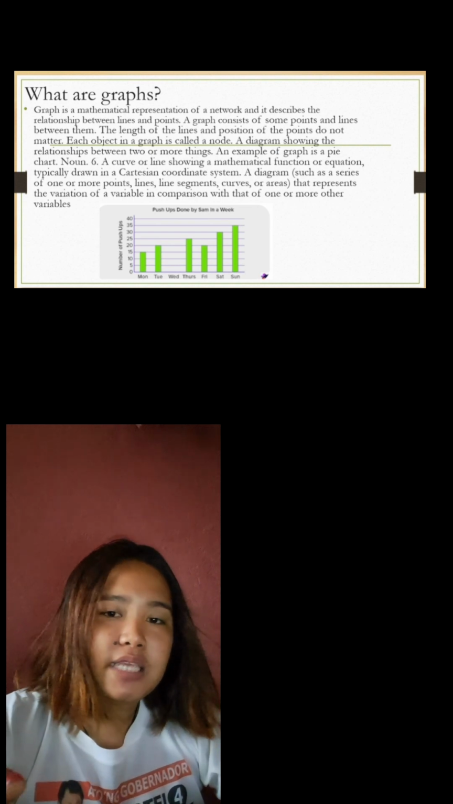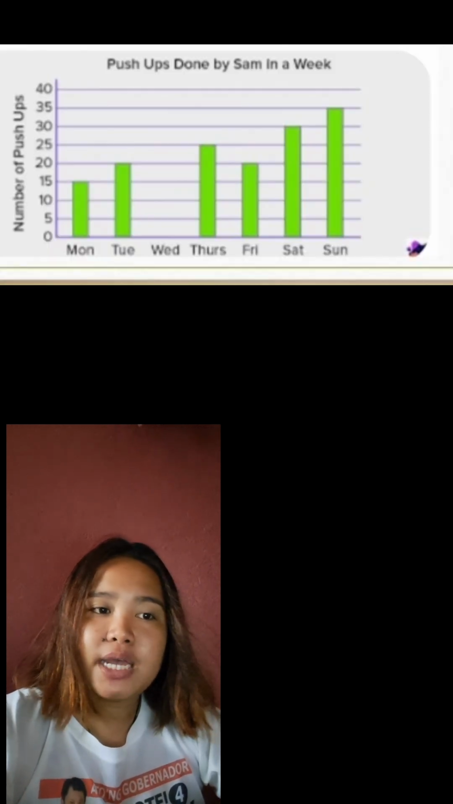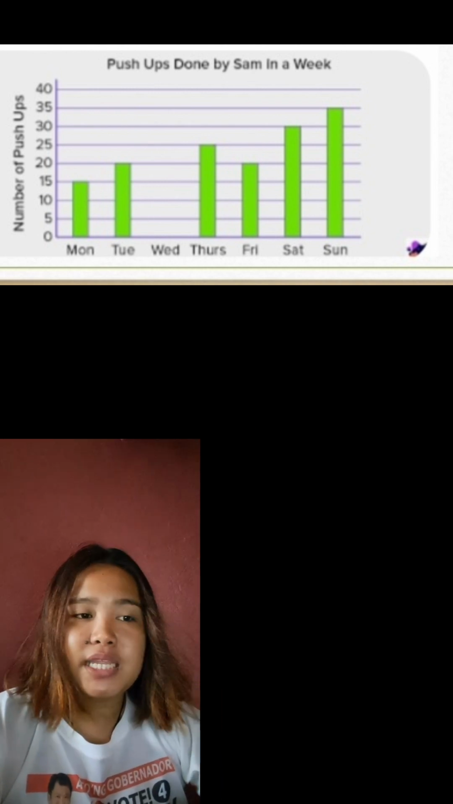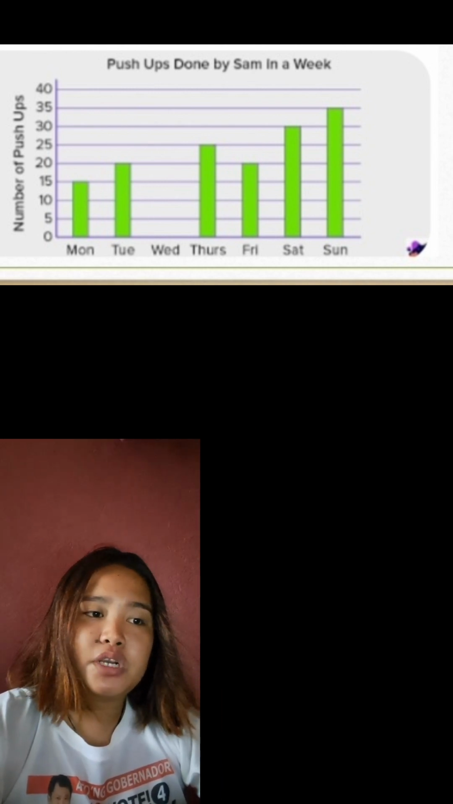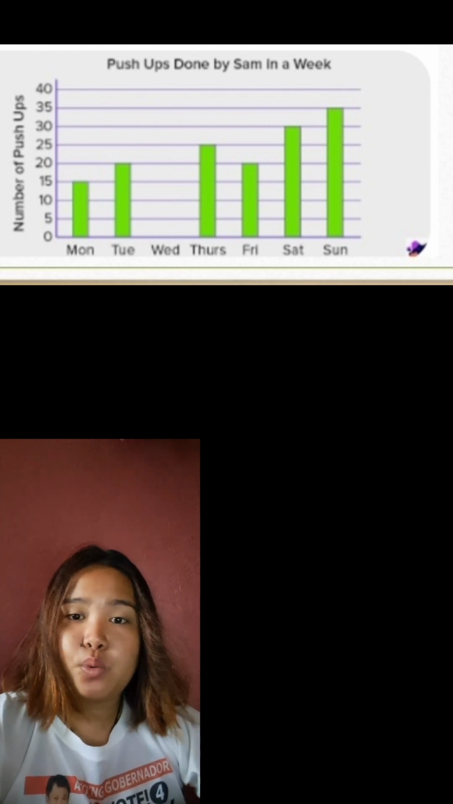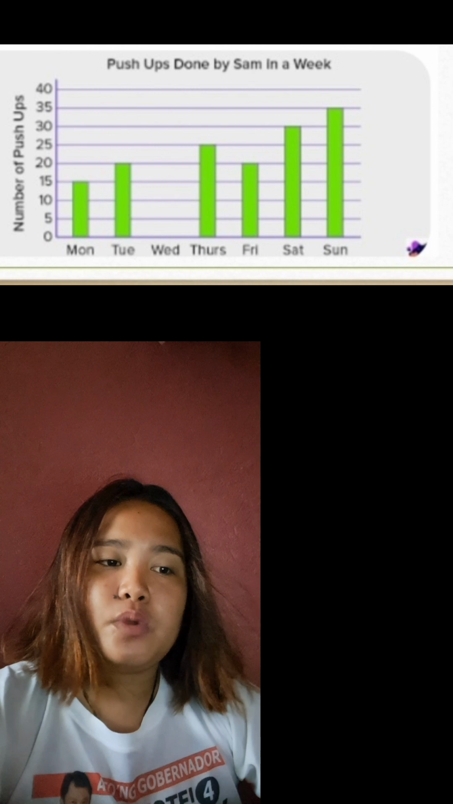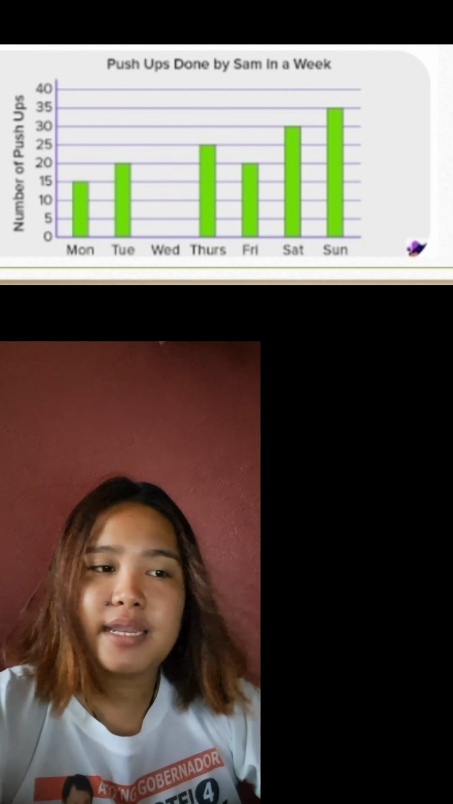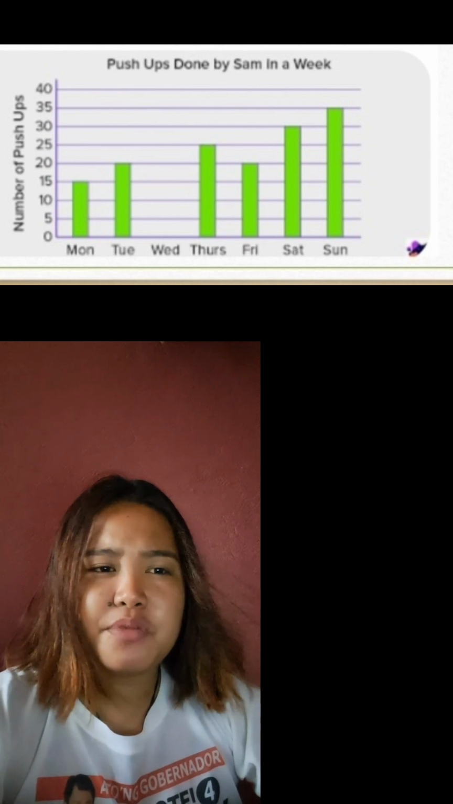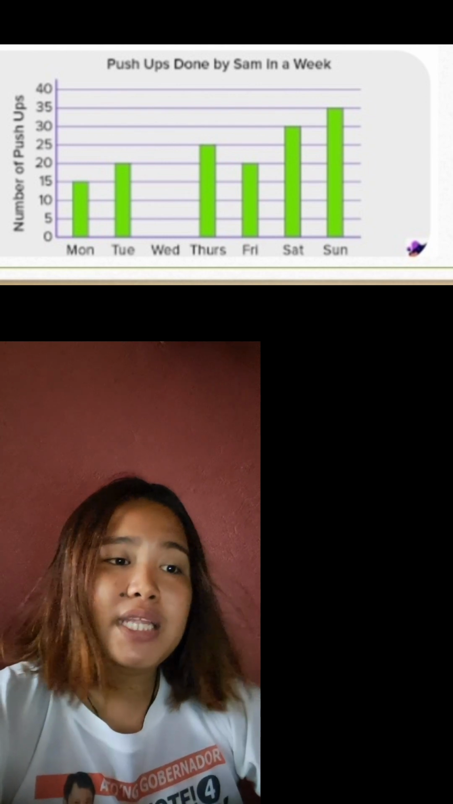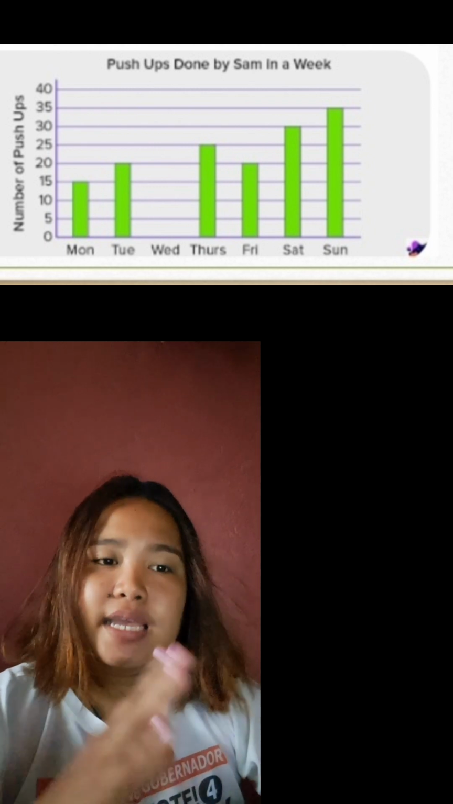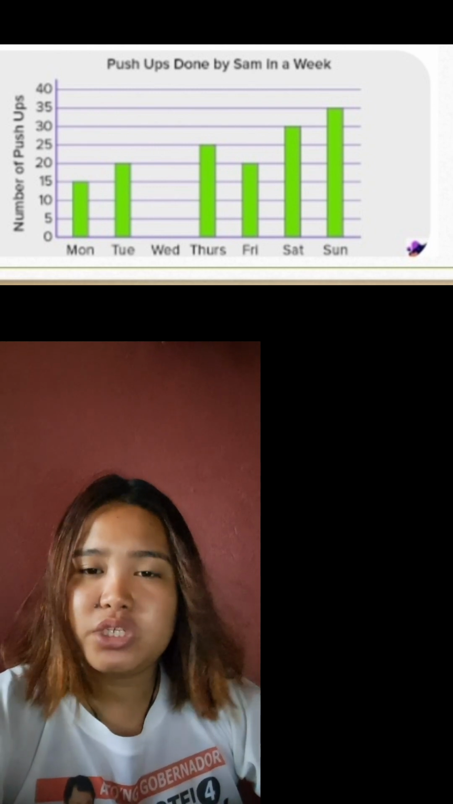We can see here an example, which is the push-ups done by someone in a week. The y-axis is the number of push-ups. On the x-axis we can see the weeks, from Monday to Sunday. So on Monday, how many push-ups did they do? We can see it is 15 push-ups. How about Sunday? It is 35 push-ups, and so on.